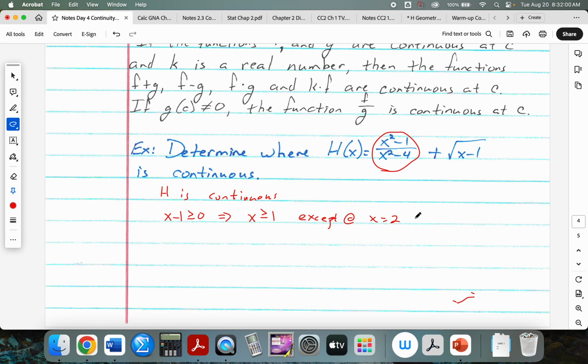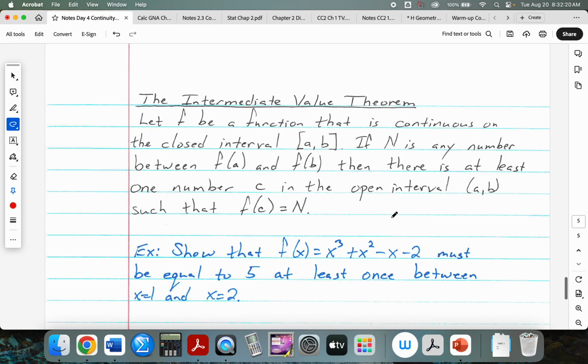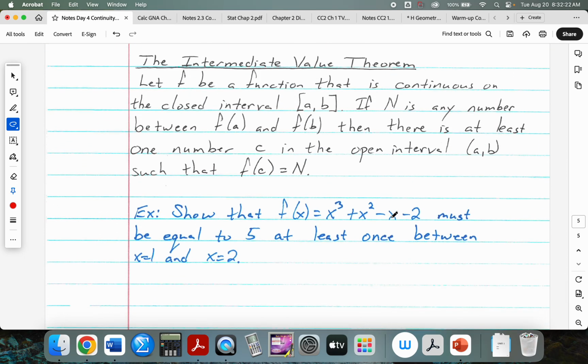So sometimes it's easier to talk about where it's discontinuous. A lot of times you talk about it's continuous everywhere except at, and that's what happens here. It's continuous on this interval except at x is 2. All right.